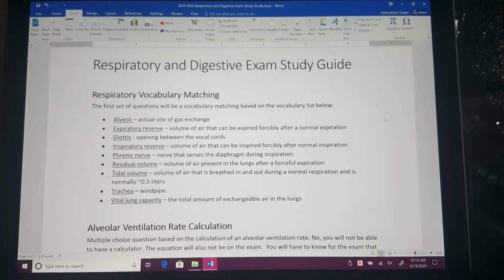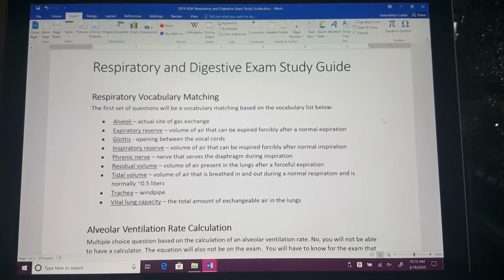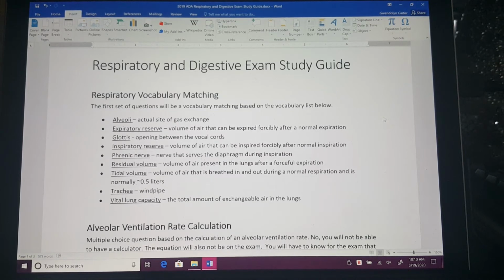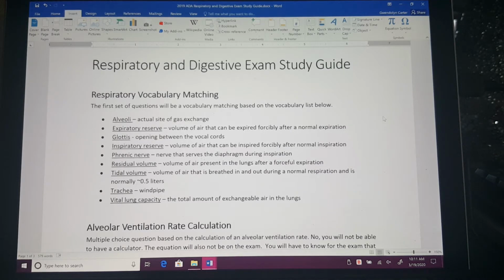So this is the Respiratory and Digestive Exam Study Guide. It's really simple, which is why I haven't made a video for it, but for those that at least want to get walked through the study guide, I'm going to do it now. So the first part of that test is a vocabulary section.